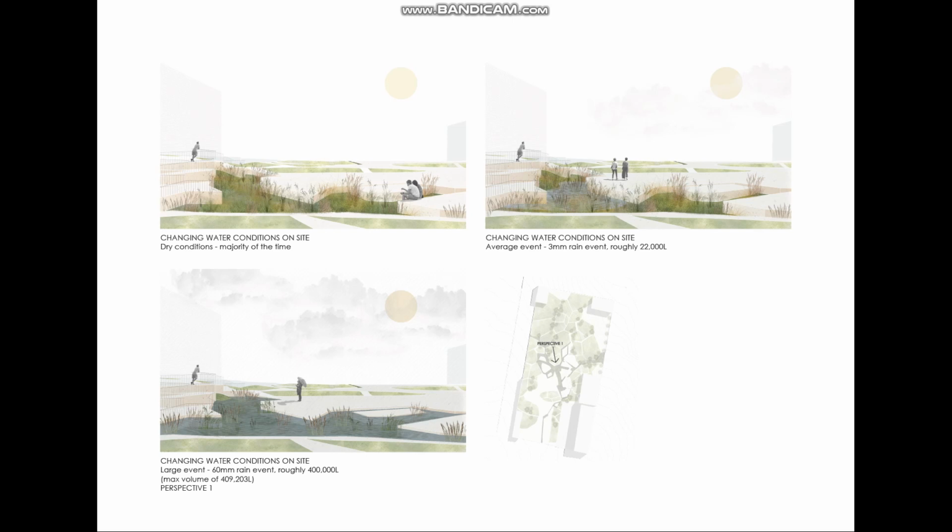In dry conditions, which occur roughly 95% of the time, the edges can function as seating, and the dense planting creates a beautiful feature in the landscape. During rain events, the form and the plantings work to slow down water movement and allow infiltration to occur, and during a large event, it has the capacity to fill up.